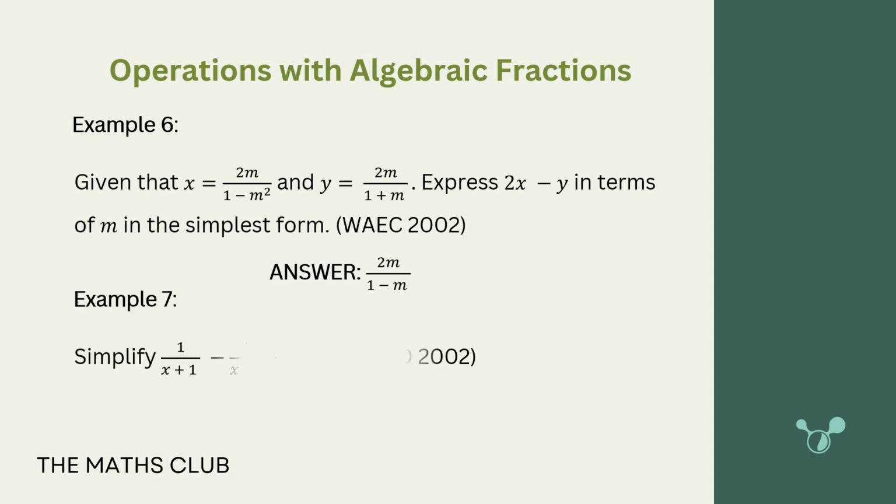Example 7 states that we should simplify 1 over x plus 1, minus 2 over x minus 1, plus 3 all over x squared minus 1. This is taken from NECO 2002. I want you to pause the video and try this out yourself. Welcome back. Let's look at it together.